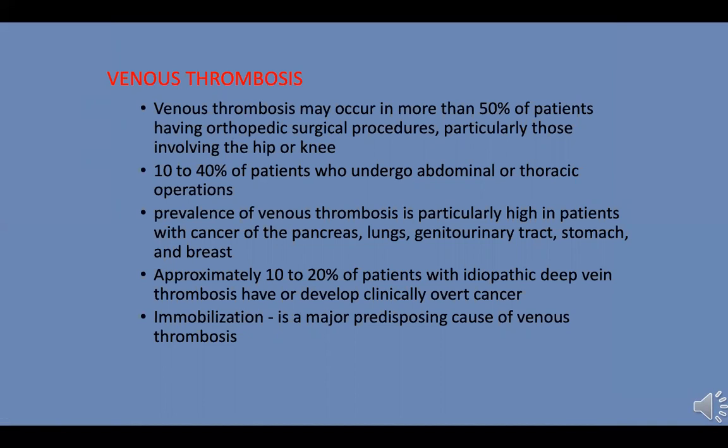Venous thrombosis may occur in more than 50% of patients having orthopedic surgical procedures, particularly those involving the hip or the knee. 10 to 40% of patients who undergo abdominal or thoracic operations may likewise develop venous thrombosis. The prevalence is particularly high in patients with cancer of the pancreas, lungs, genitourinary tract, stomach, and breast. Approximately 10 to 20% of patients with idiopathic deep venous thrombosis have or develop clinically overt cancer. Immobilization is a major predisposing cause of venous thrombosis.